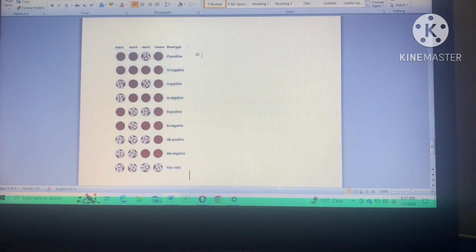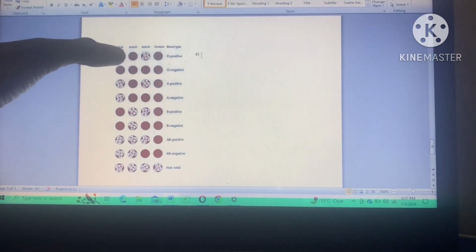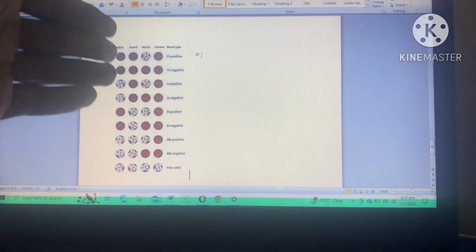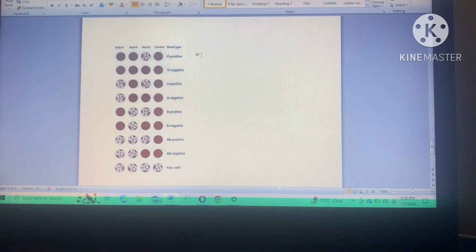All right, so let's say in this first scenario, I don't know if you can see properly, we have a blood sample, and after the test was done, at the end of 10 to 15 minutes of waiting, this has come out to be the result. On antibody A, there is a negative. Antibody B, negative also, but on the Rh factor, it is positive. On the control, it is negative again.